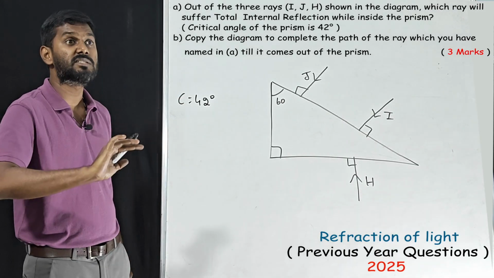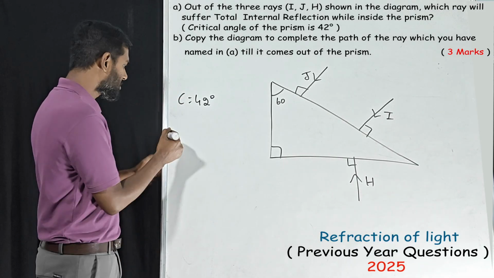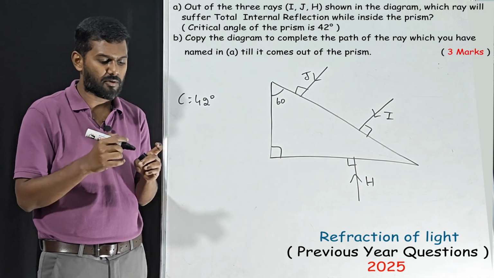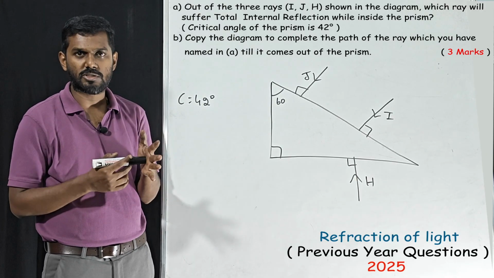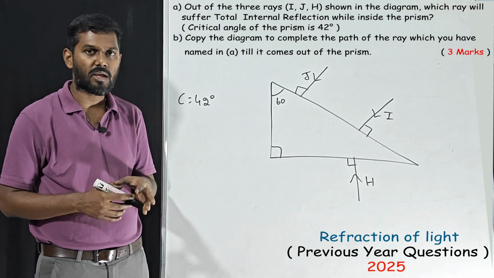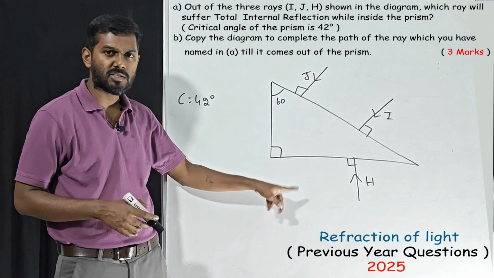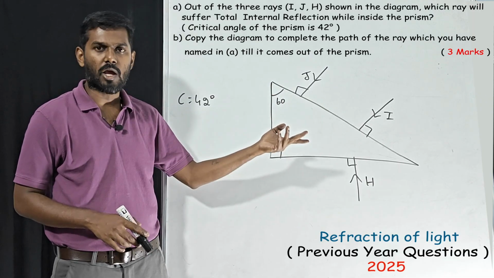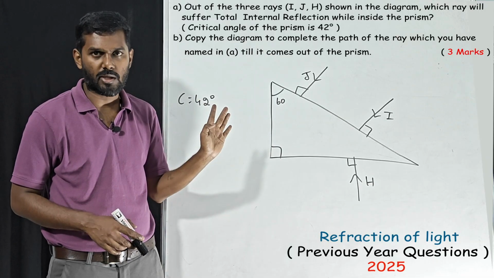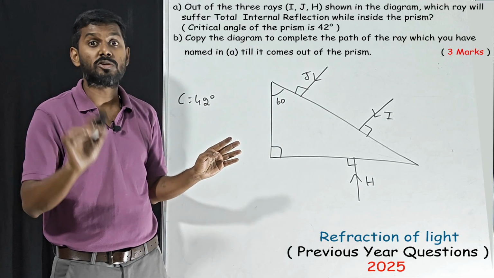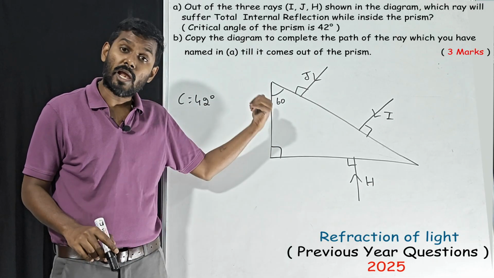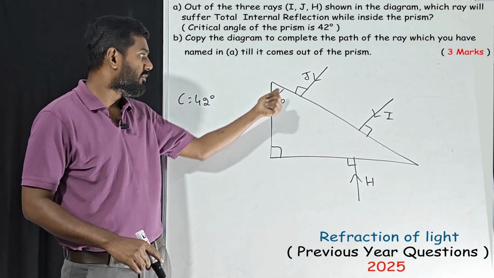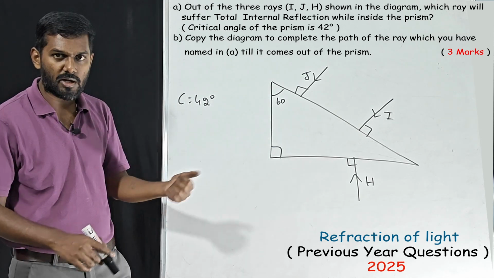See, the first question is just to identify which ray out of these will undergo total internal reflection. When it comes to these kinds of questions, most of the students will think that out of these 3 rays, only one will undergo total internal reflection. So if they don't know the topic, they'll go for inky pinky ponky. Correct? Sometimes there is a possibility that all the 3 might undergo total internal reflection. For that, we need to have the knowledge of whether it is undergoing total internal reflection.